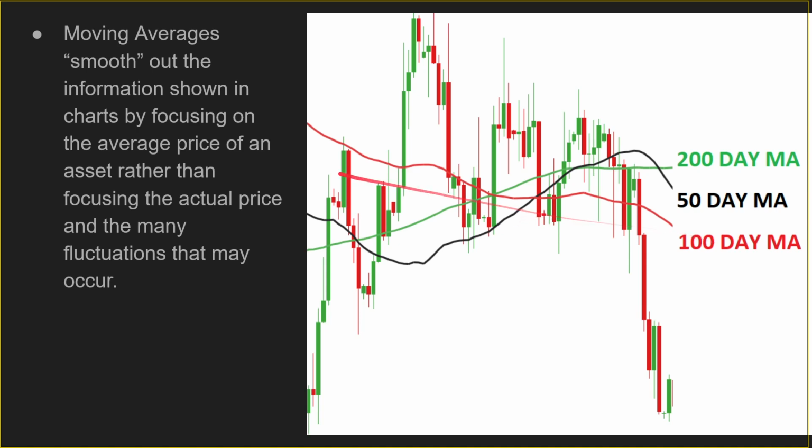We see the same in the red. This is the 100-day moving average. So this is taking in a bigger sample size, right? It's taking in 100 days' worth of closing price data and then making an average based on that. And then the 200-day is an even larger sample set, where it's taking 200 days' worth of price data and then formulating an average based on that.